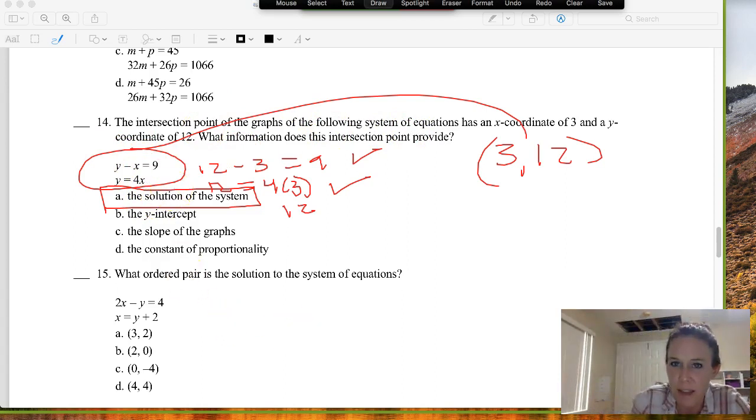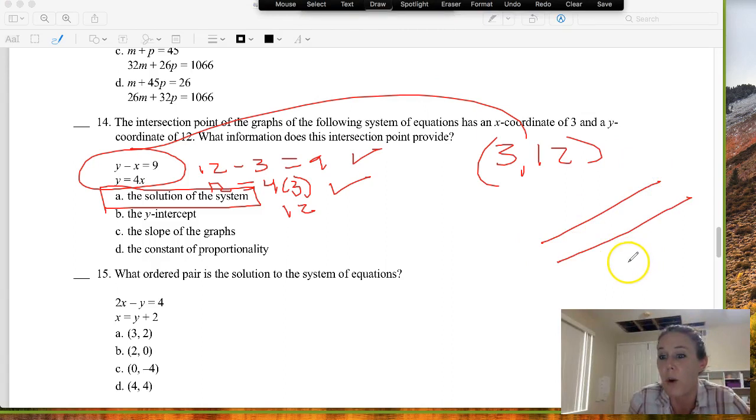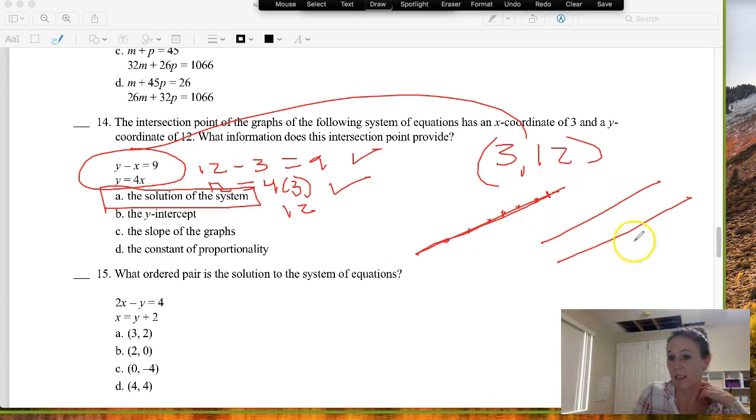If the graphs never intersect, just so you know, they are parallel, and there's no solution. If a graph is on top of another graph, they intersect all the time, and the solution would be infinitely many solutions. They touch at all the points, every point you could think of. These never touch. Intersection, they touch at one point, which is your solution.